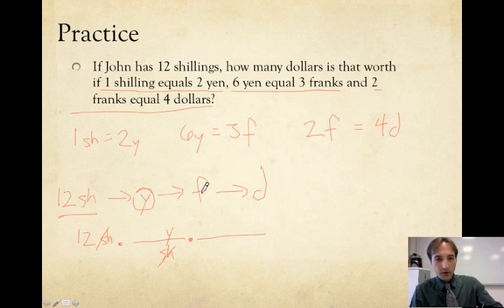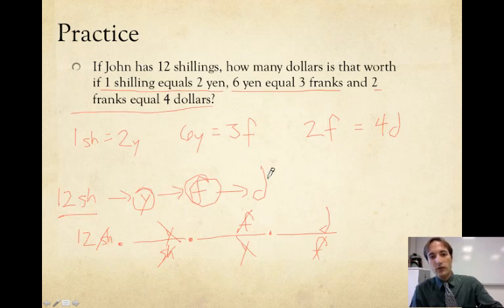So we're here right now, right? The next units we want are francs. So I put my francs up here. I have yen, so yen go on the bottom. That way they'll cancel out. Another dot line. I now have francs, so I can put those on the bottom so they'll cancel out. And I want dollars. So what I've done is I've chained through. I had shillings. This first step converts it to yen. The second step takes my yen and converts it to francs, and the third step takes my francs and converts it to dollars. Okay, we plug in the numbers and we'll be good to go.